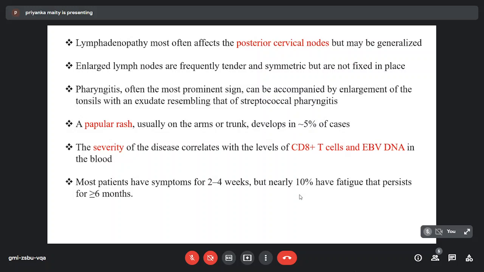The severity of the disease correlates with the levels of CD8 positive T cells and EBV DNA in the blood. Most patients have symptoms for 2 to 4 weeks, but nearly 10% have fatigue that persists for more than 6 months.